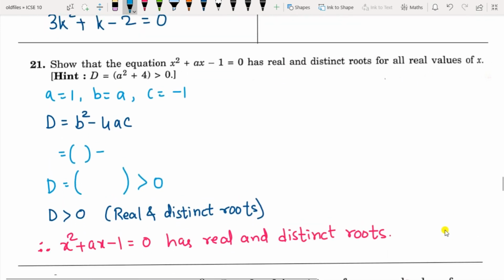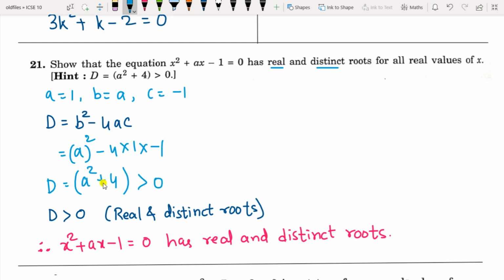Question 21. Show that the equation has real and distinct roots for all the values of a. When it is given that the roots are real and distinct, D should be greater than 0. So you have to prove that D is greater than 0 for this case. So first write ABC. A is 1 here, B is a, C is minus 1. So D formula is b square minus 4ac. So b is a square minus 4 into 1 into minus 1. So this will be a square plus 4.